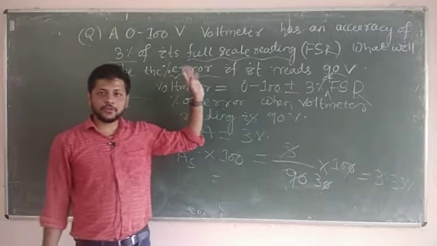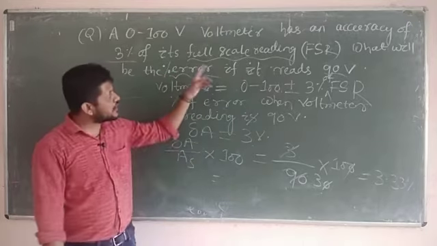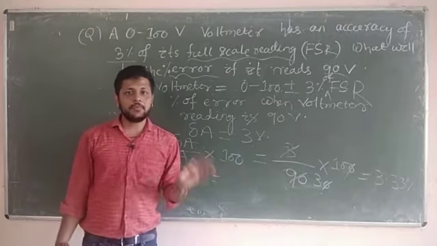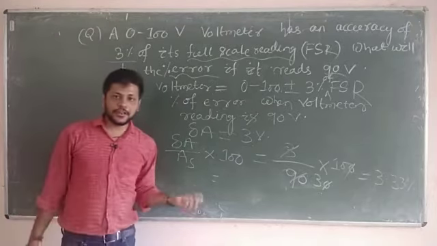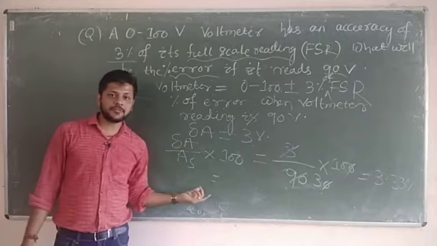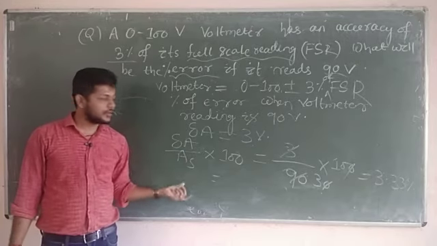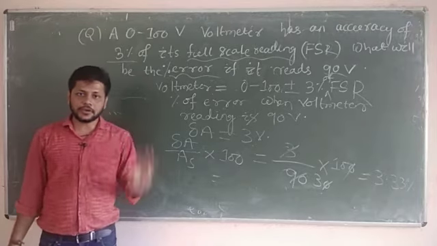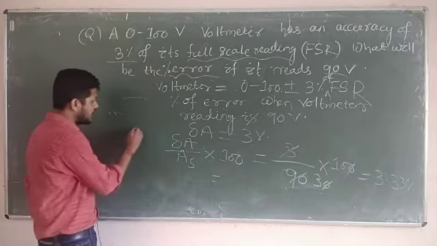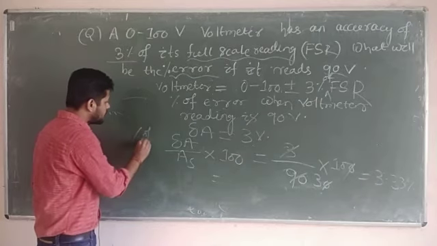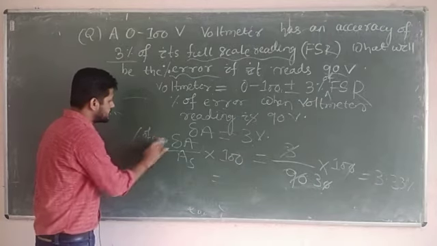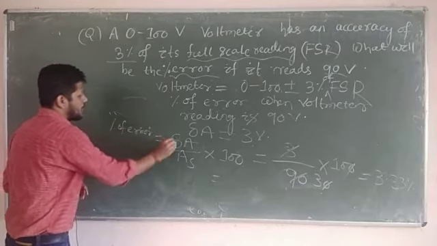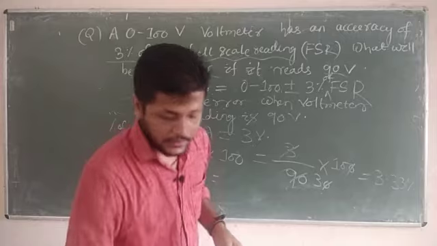So he will give you the percentage error at full scale reading. So you need to calculate the absolute error from the given data, then put that absolute error and the reading, obviously the absolute error divided by the measured value or reading, that is 90 volt. The ratio will give you relative error, and that relative error multiplied by 100 gives you percentage of error.